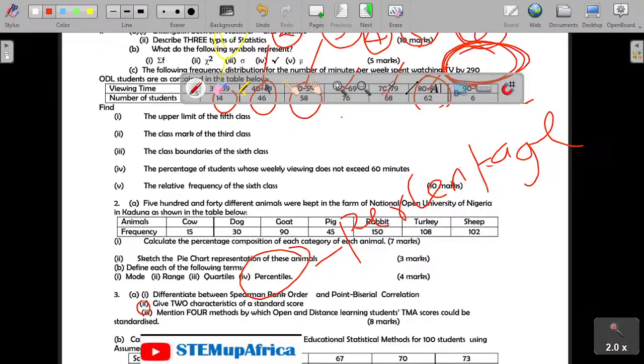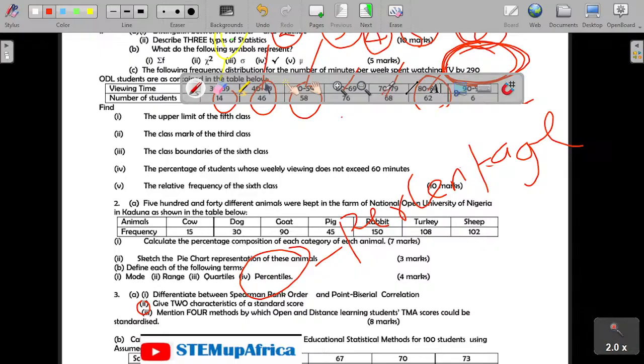You can look up the other two methods of doing so. Then the Roman got two questions. Give two characteristics of a standard score. Number one, it allows comparison of why this score is better than the other. Two is to express derivative units of scores. So these are some of the characteristics. Like I said, they are in your materials. You can definitely look them up. So with that, I think we are done with question 3A.